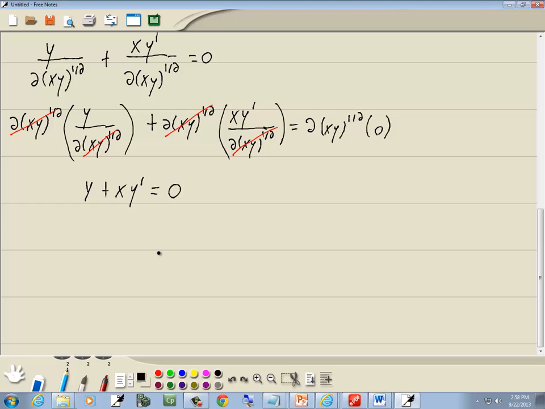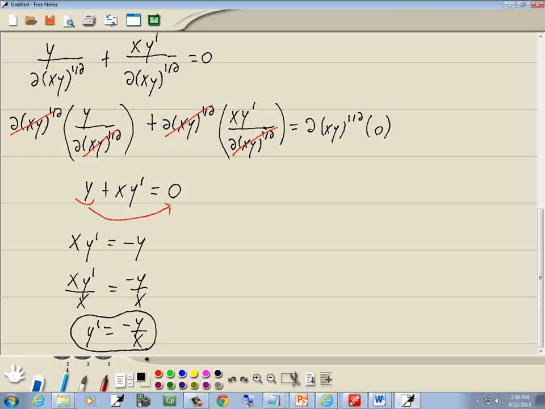Our third step is get everything with y prime on one side, everything else on the other side. So I'll take the y, move it over to the right side. So we get x y prime is equal to negative y. Fourth step, if y prime is in 2 or more pieces, 2 or more terms, factor it out. It's only in one term. So step 5, divide both sides by what's in front of y prime. There's an x in front of it, so I'll divide both sides by x. And we get y prime is equal to negative y over x. And that's our answer.